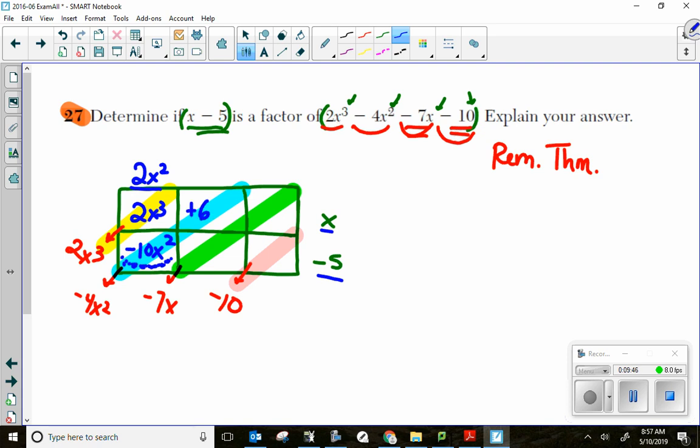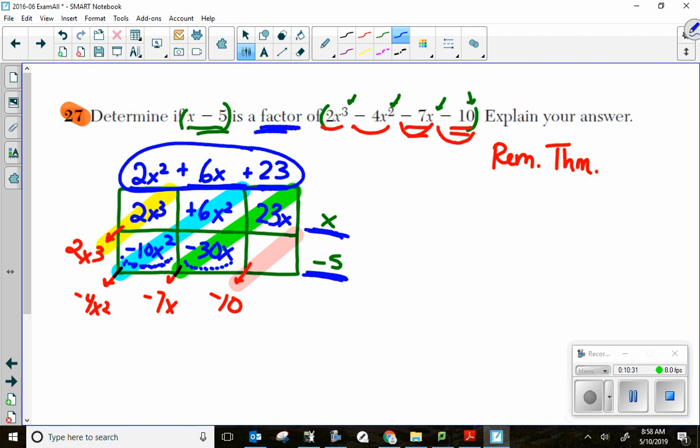I add a positive 6 x squareds. And what do I multiply by x to get 6x squared? A positive 6x. Now I can figure out this. I can multiply my 6x times negative 5. Ooh, I get negative 30x. And now I've got to look at my green diagonal. What do I add to negative 30 to get negative 7? I add 23x. Now that's a weird number. Well, let's go with it. So what do I multiply by x to get 23x? Just positive 23. This has no bearing on my answer.